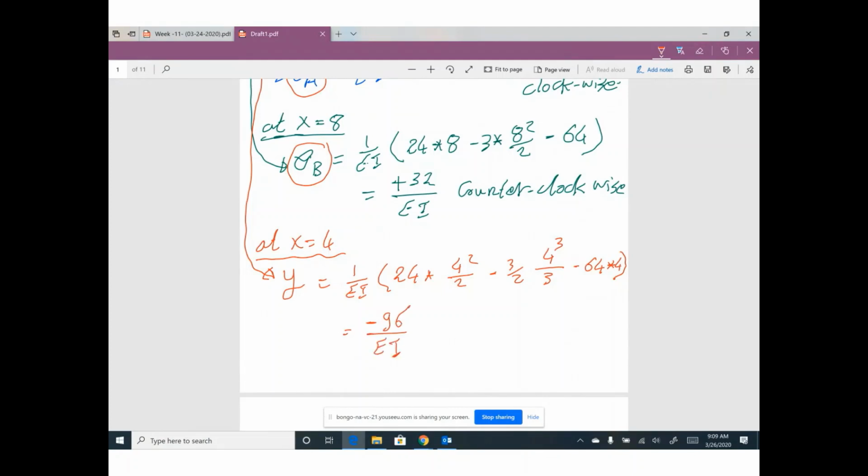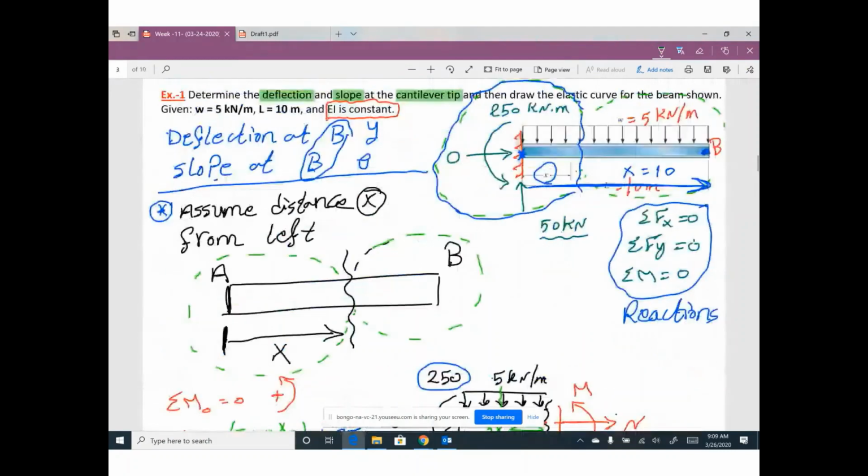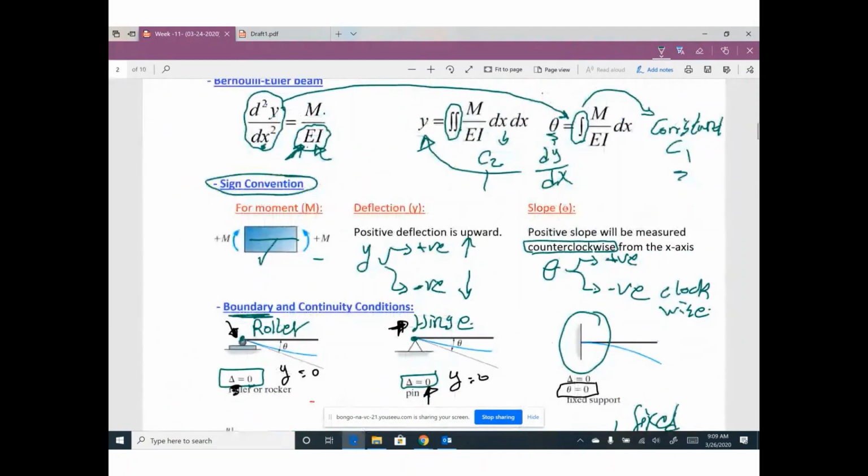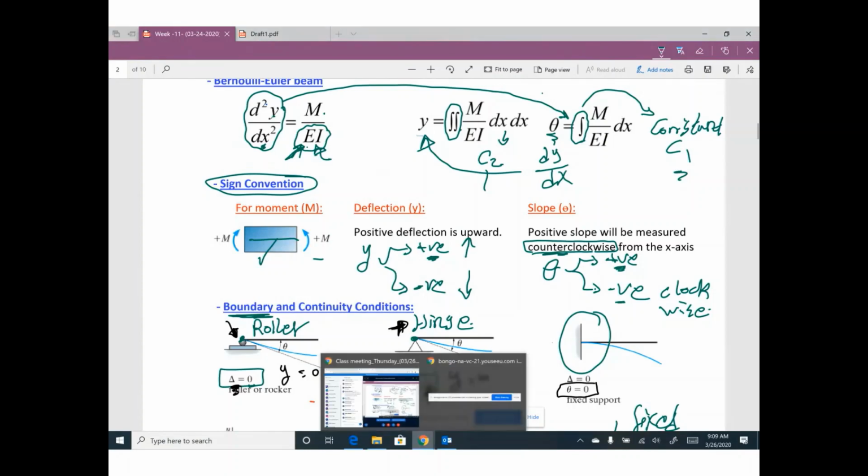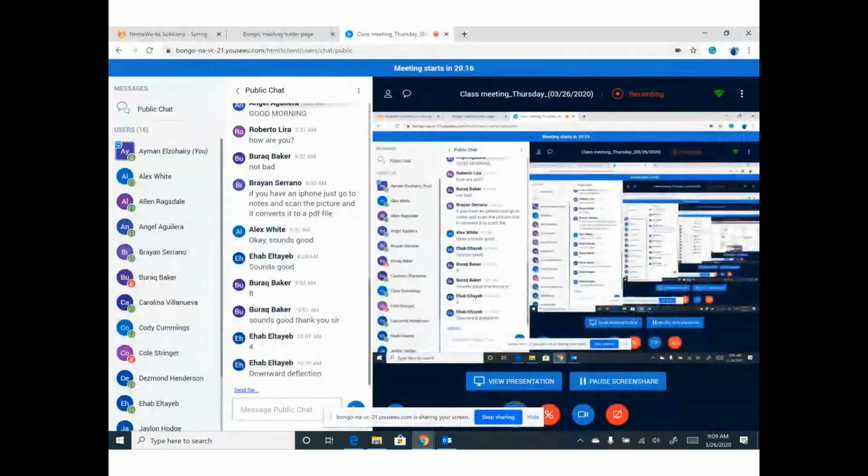Anybody can remind me what does it mean by negative value for Y? Negative value for Y means this point moved down. Go back to your sign convention. If you have positive value of Y, this point moved up. If you have negative value, this point moved down. For theta, if your value is positive, counterclockwise. If your value is negative, clockwise. Thank you, Ehab. Thank you so much.